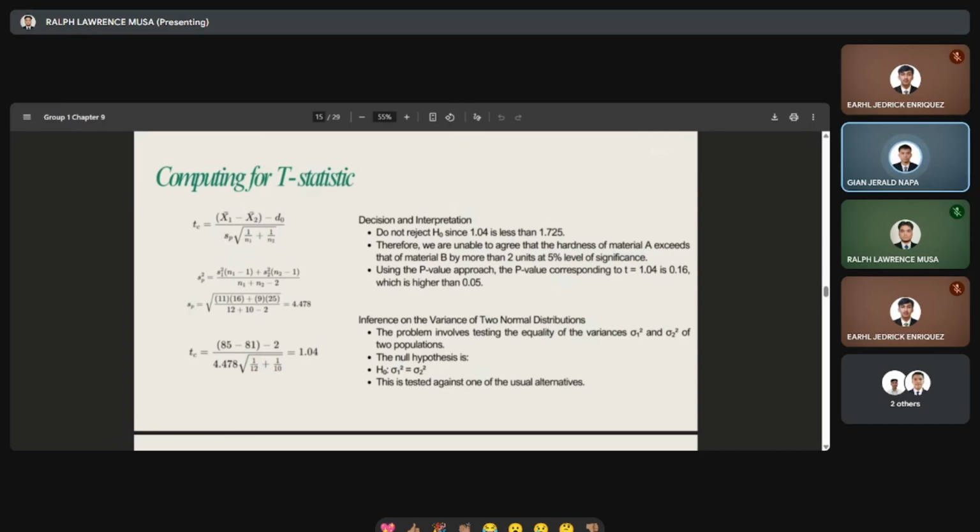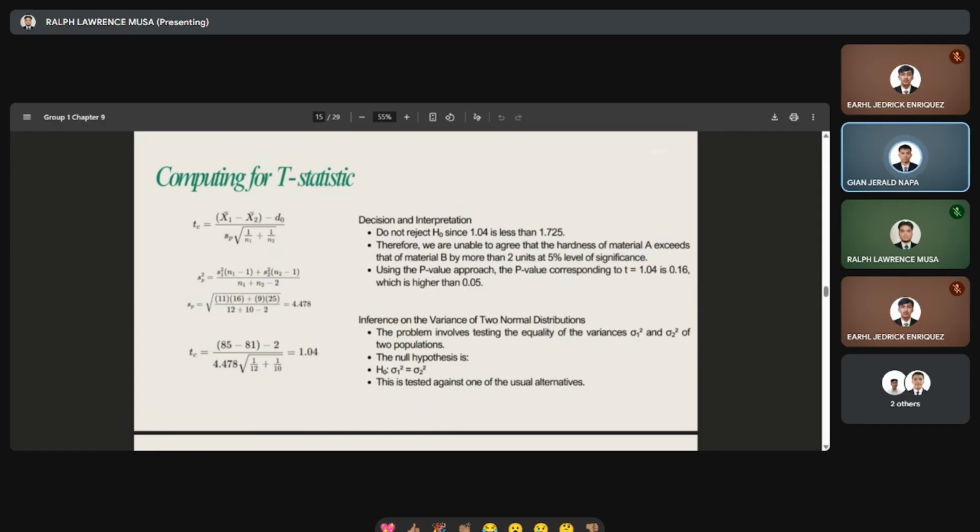So ang ating decision and interpretation, firstly, we will not reject the null hypothesis since our T sub C 1.04 is less than the critical value 1.725. Therefore, we are unable to agree that the hardness of material A exceeds that of material B by more than 2 units at 5% level of significance.